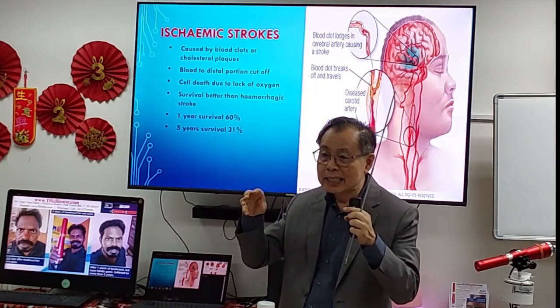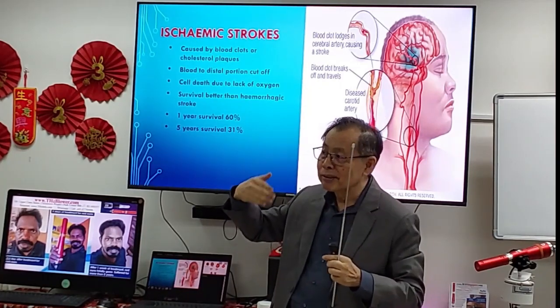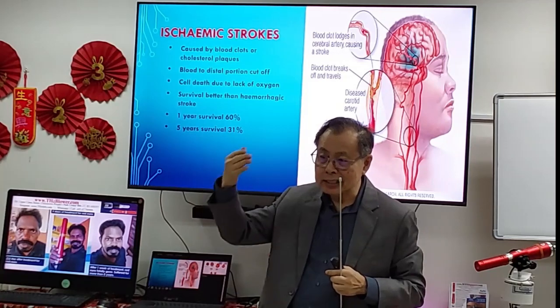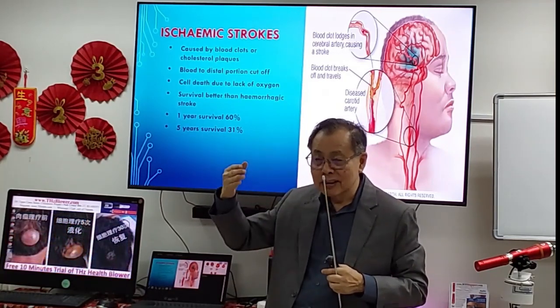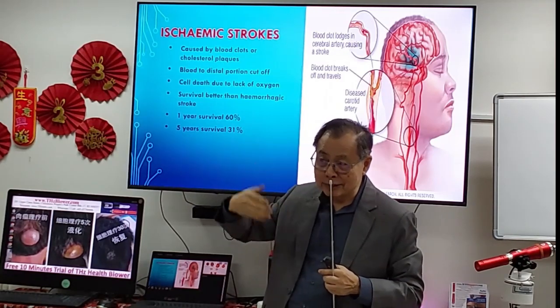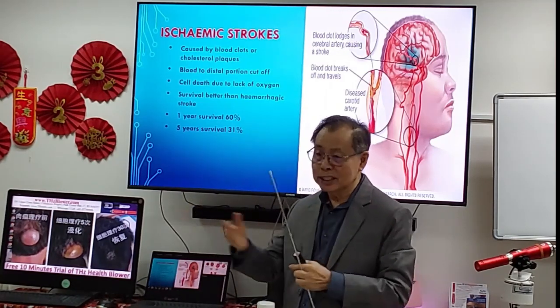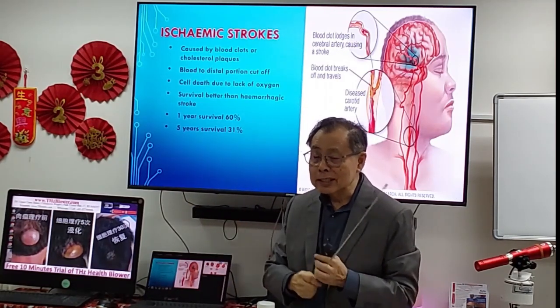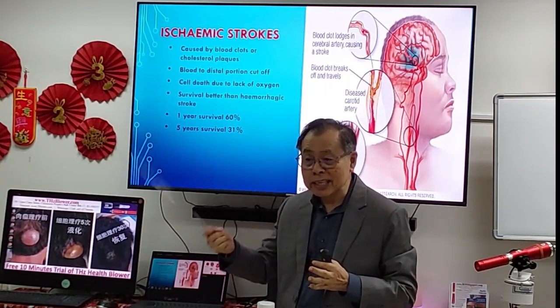Second time stroke, third time stroke, fourth time stroke. If you have a stroke once, the chance of a second stroke is about half or greater. That means if you have a stroke and you don't deal with the underlying condition, whether diabetes or blood pressure, then the chance of you having a second stroke is very high.